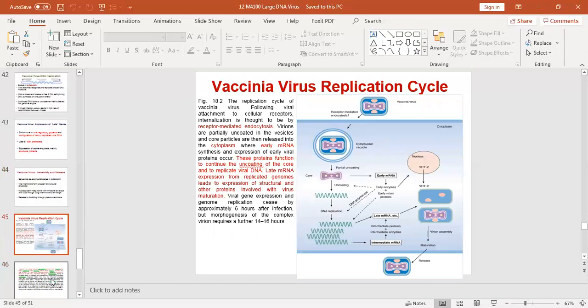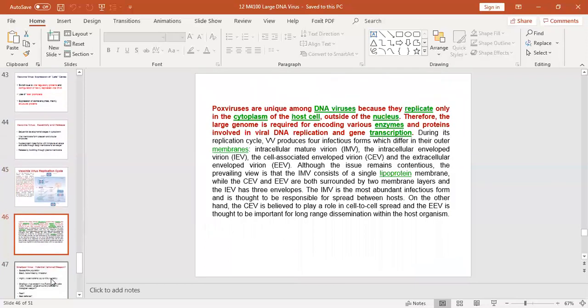The replication cycle of vaccinia virus, what we just talked about, is depicted in slide number 45, and I would strongly recommend you take a look at it in case there is not enough clarity in my explanations. Slide number 46. The unique feature of pox viruses among all other DNA viruses is the fact that they replicate in the cytoplasm of the host cell, not in the nucleus of the host cell. Therefore, since it's outside of the nucleus, it needs to bring in all of the various enzymes, transcription factors, everything required for its replication. Therefore, it needs to have a larger genome size.